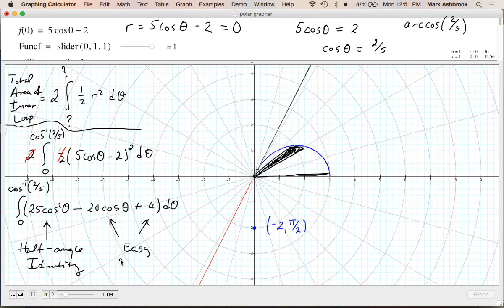Okay, questions on this? I'm not going to finish it for time's sake. What is the half angle identity again? Cosine squared is 1/2 of 1 plus cosine 2 theta. And if it's sine squared, it's a minus there. Is that right? Yeah, that makes sense.